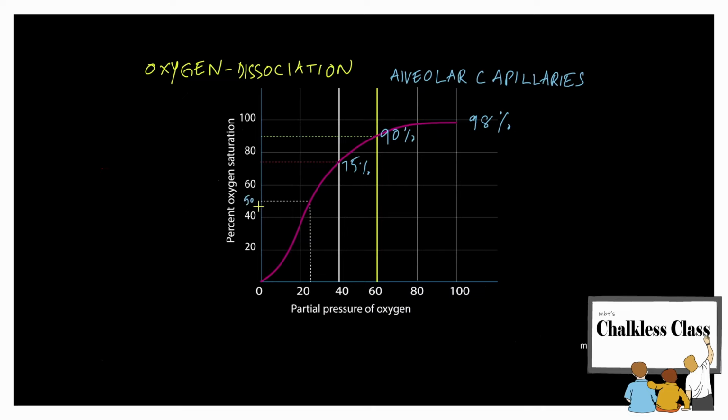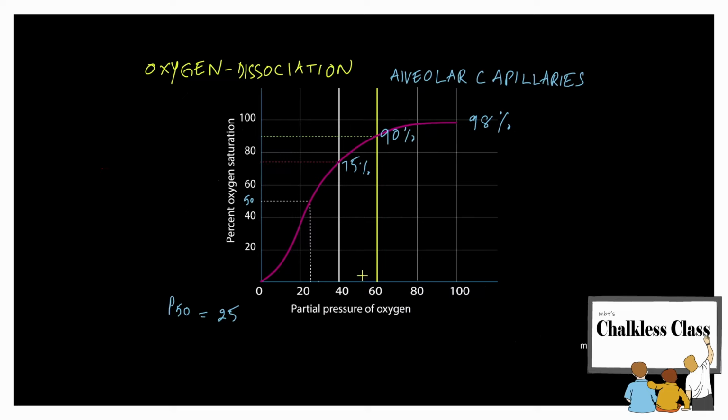At 50% oxygen saturation, the partial pressure is around 25. This is 30. This is the 25. The partial pressure of oxygen at 50% oxygen saturation is called the P50 value. P50 is how much here? 25. This is the oxygen dissociation curve.